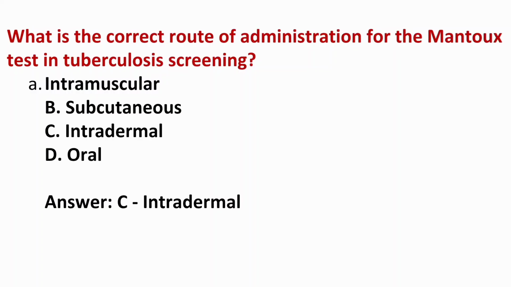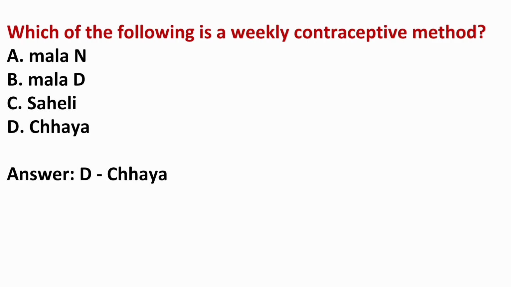Which of the following is a weekly contraceptive method? A. Mala N. B. Mala D. C. Saheli. D. Chhaya. Answer: D. Chhaya.